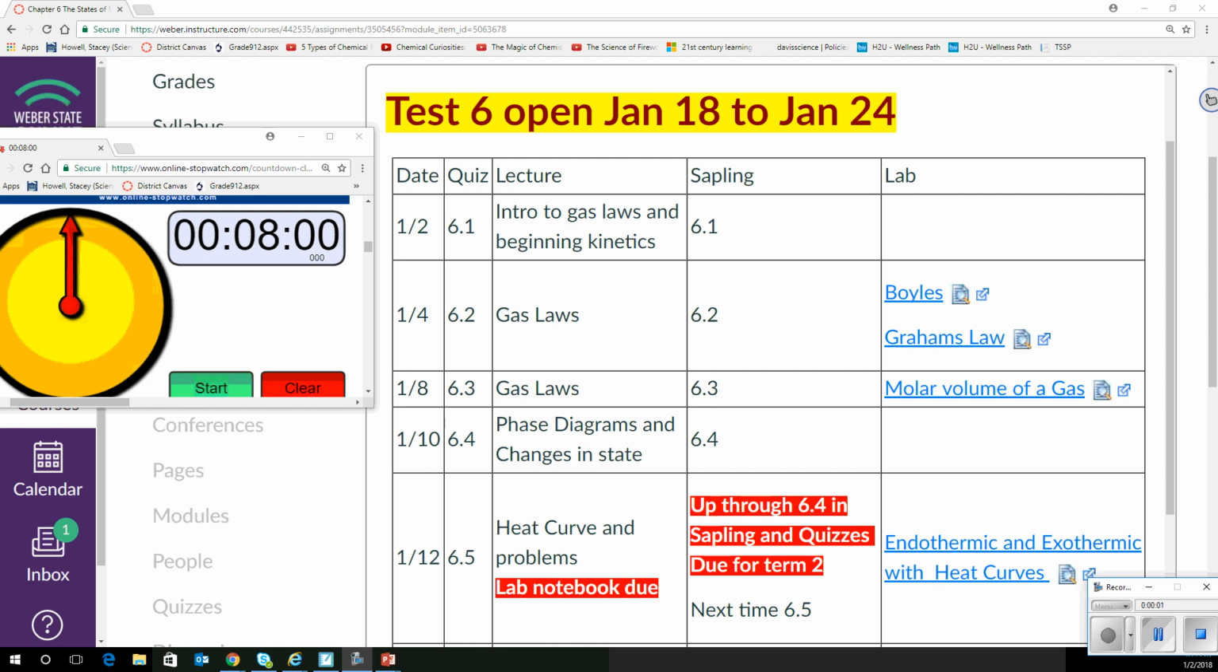Unit 6 is up there. The test is open from January 18th to January 24th. Make sure you have time off during that time to take it. That's the only time it will be open. We're going to be doing gas laws and kinetics.